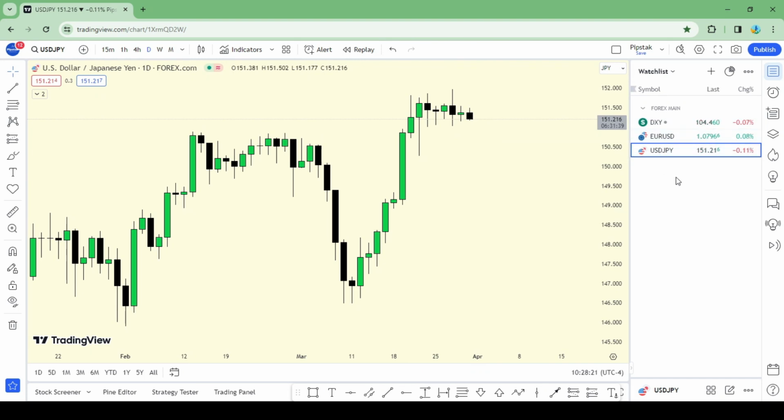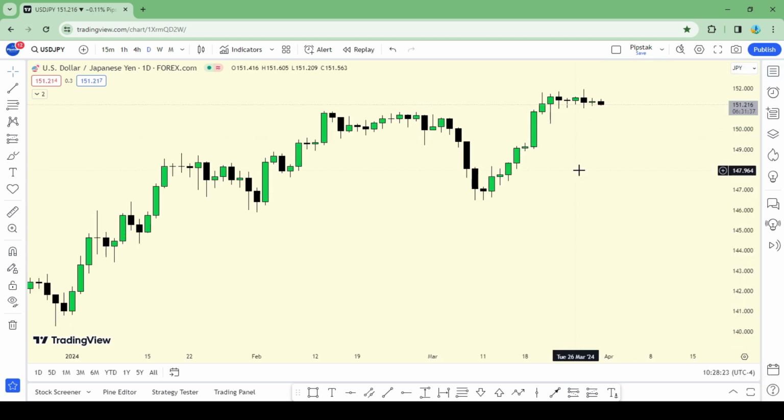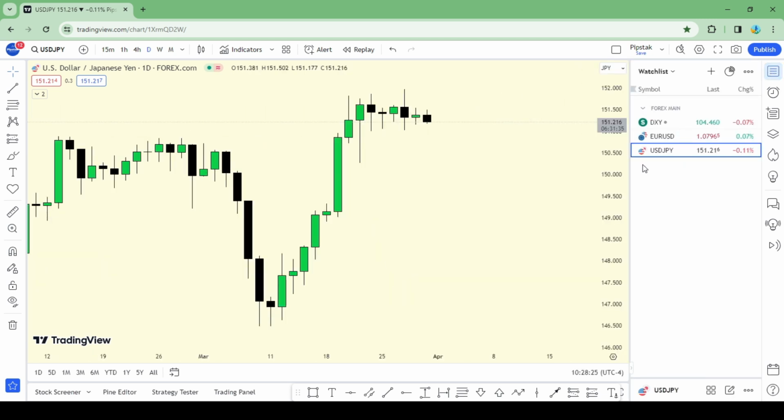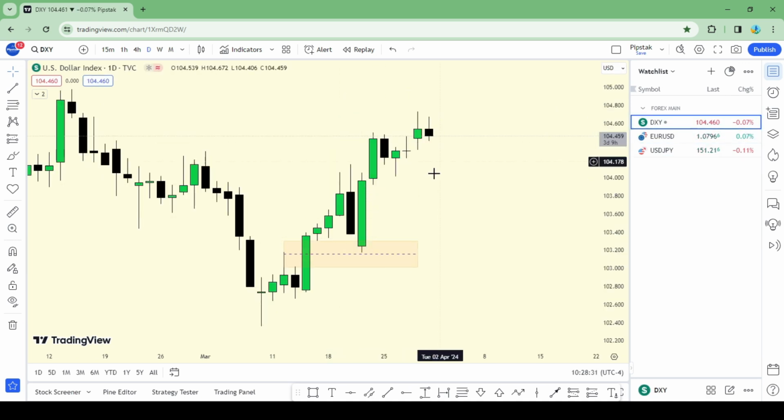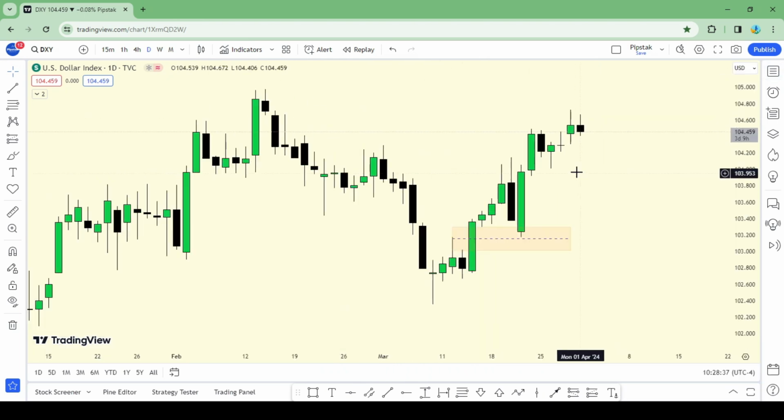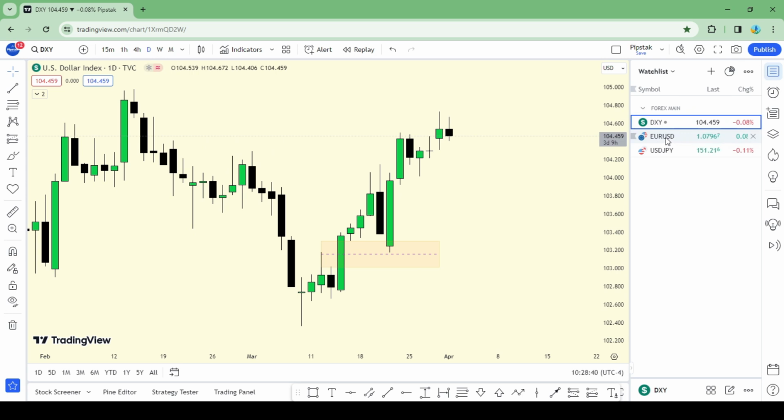Essentially, that's how you use your benchmark to evaluate. So if you're expecting your USD JPY to be going higher, then the dollar index should also be going higher, and the measurement should also indicate that both of them are going higher. So that's how you can select your benchmark, and I'll see you in the next lesson.